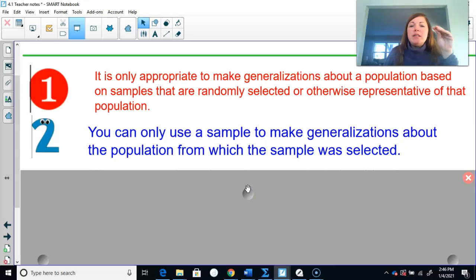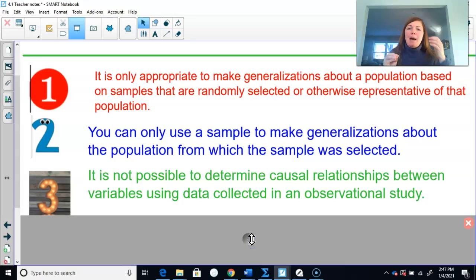Number two, you can only use a sample to make generalizations about the population from which the sample was selected. If I take 100 students at Armstrong and I ask them, what's their favorite class? I find 33% of them love math. I can't say 33% of all students in the state of Minnesota or in the country or all teenagers love math. Why? Because my sample came from Armstrong students. So I generalize about Armstrong students then.